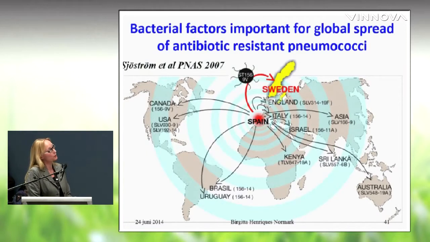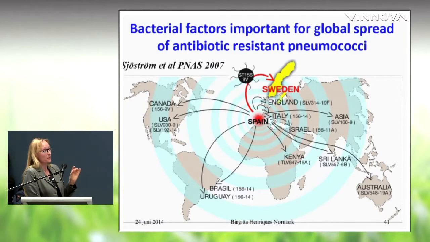And now we come back to pneumococci again. We have very few pneumococci that are resistant in Sweden. But those that we have, a majority of these belong to the same clonal type. And actually this clone emanated from Spain, as you can see here, and then it was spread to Sweden, but also to the rest of the world.